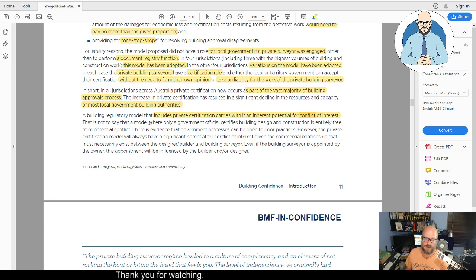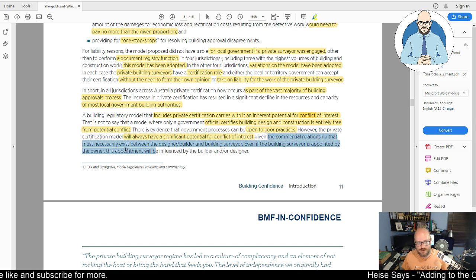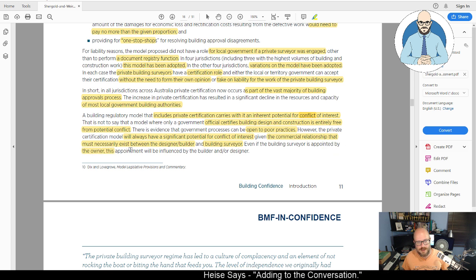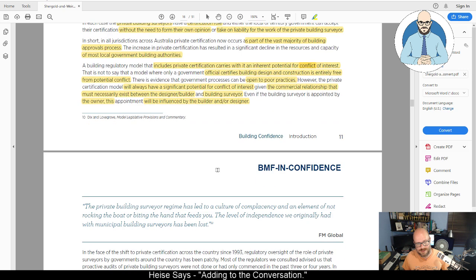That is not to say that a model where only a government official certifies building design and construction is entirely free from potential conflict of interest. Yes, but I think there's greater potential for it when removing it from the government. There's evidence that government processes can be open to poor practices. However, the private certification model will always have a significant potential for conflict of interest given the commercial relationship that must necessarily exist between the designer builder and building surveyor. Even if the building surveyor is appointed by the owner, this appointment will be influenced by the builder and/or designer.